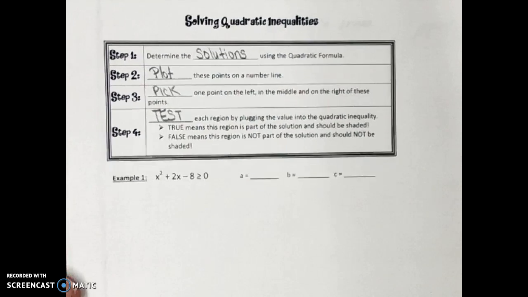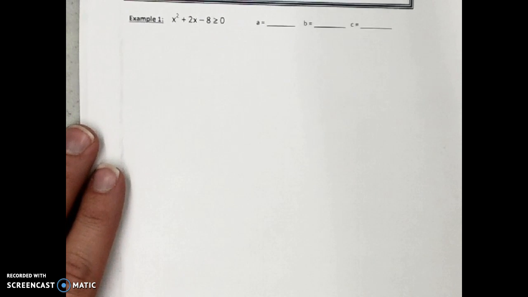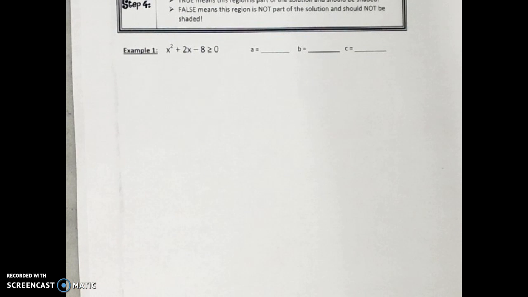So let's get started with example 1. I'm going to get the paper lined up just right, and I'm going to try to zoom in just a little bit. So example 1 is x squared plus 2x minus 8. You have to solve using the quadratic formula.